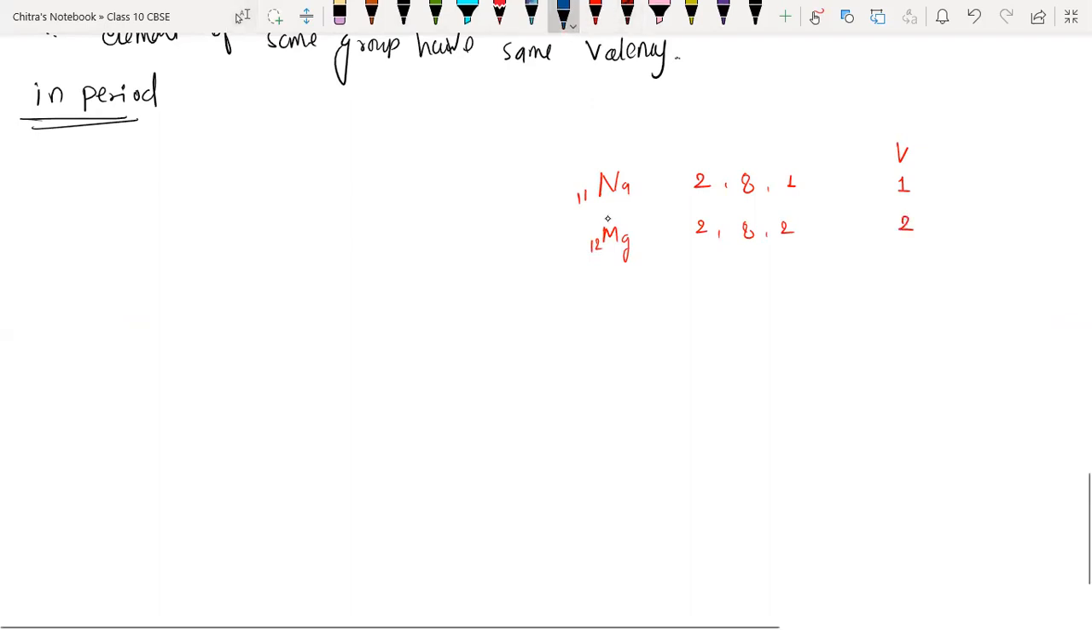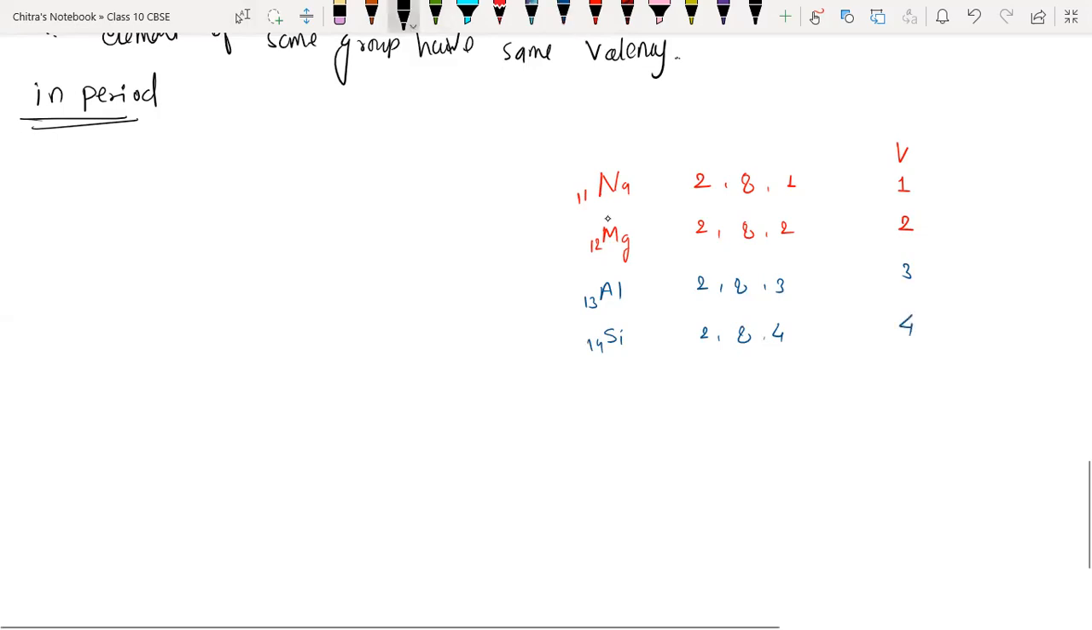Now we have aluminium, atomic number 13. Its electronic configuration is 2, 8 and 3. So again, aluminium is going to lose 3 electrons, so its valency is 3. After aluminium, we have silicon, atomic number 14, electronic configuration 2, 8 and 4. Again, it may lose or gain 4 electrons, so its valency is 4.